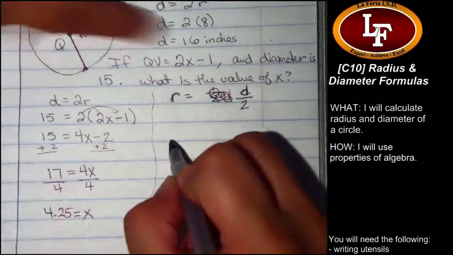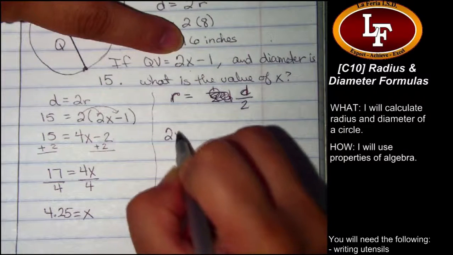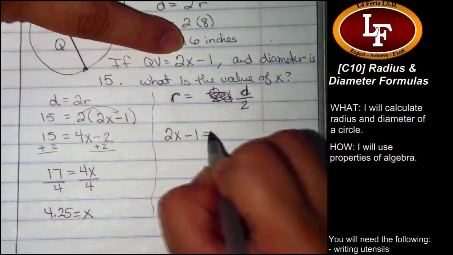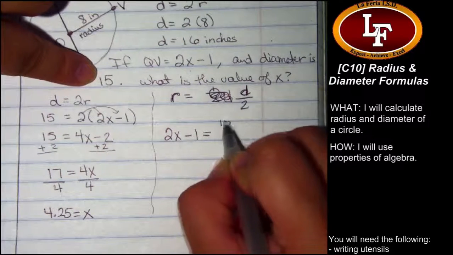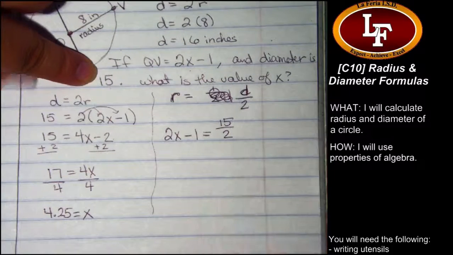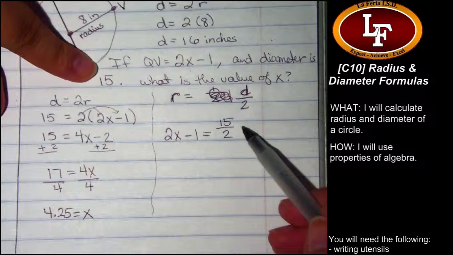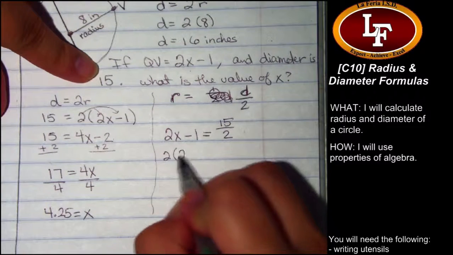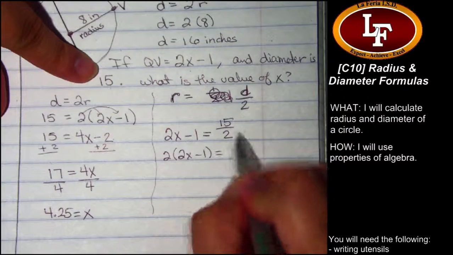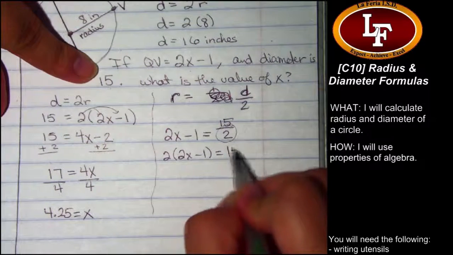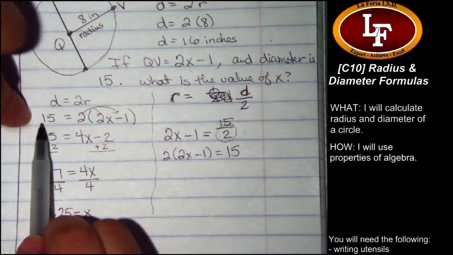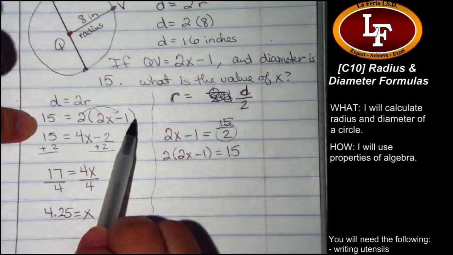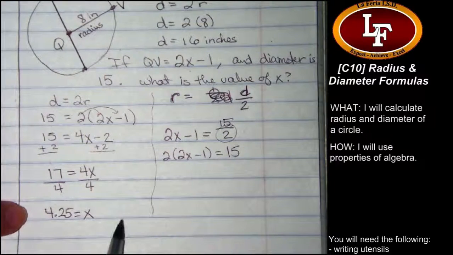So again, going to replace what I know. Here's the radius and my diameter. Now I want to get rid of this fraction. I can multiply both sides by 2. The moment that I multiply both sides by 2 to get rid of this division by 2, I end up right back here on this line from the diameter formula, and I can continue solving for x.